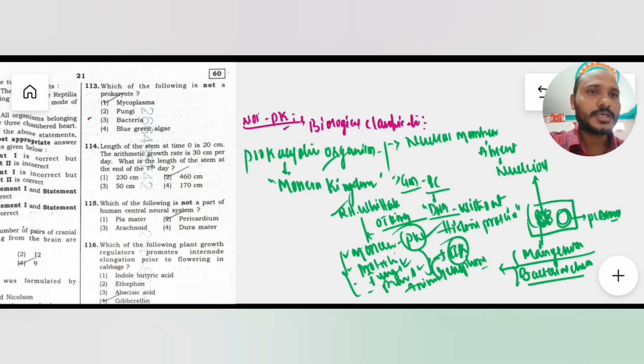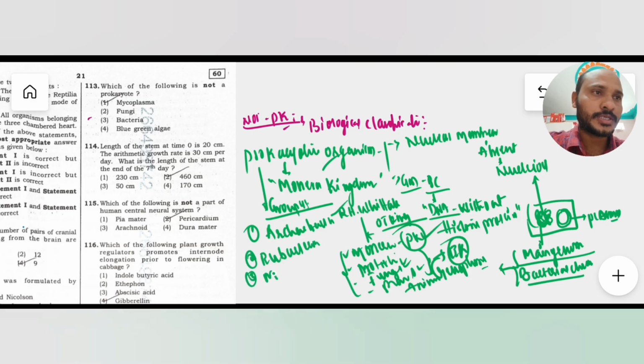Now we need to focus on the various groups of prokaryotic organisms. They contain archaea, and they also have eubacteria: archaebacteria and eubacteria. The third and most important group belonging to prokaryotic organisms is myco. And one more important group belonging to the prokaryotic Monera kingdom is actino.